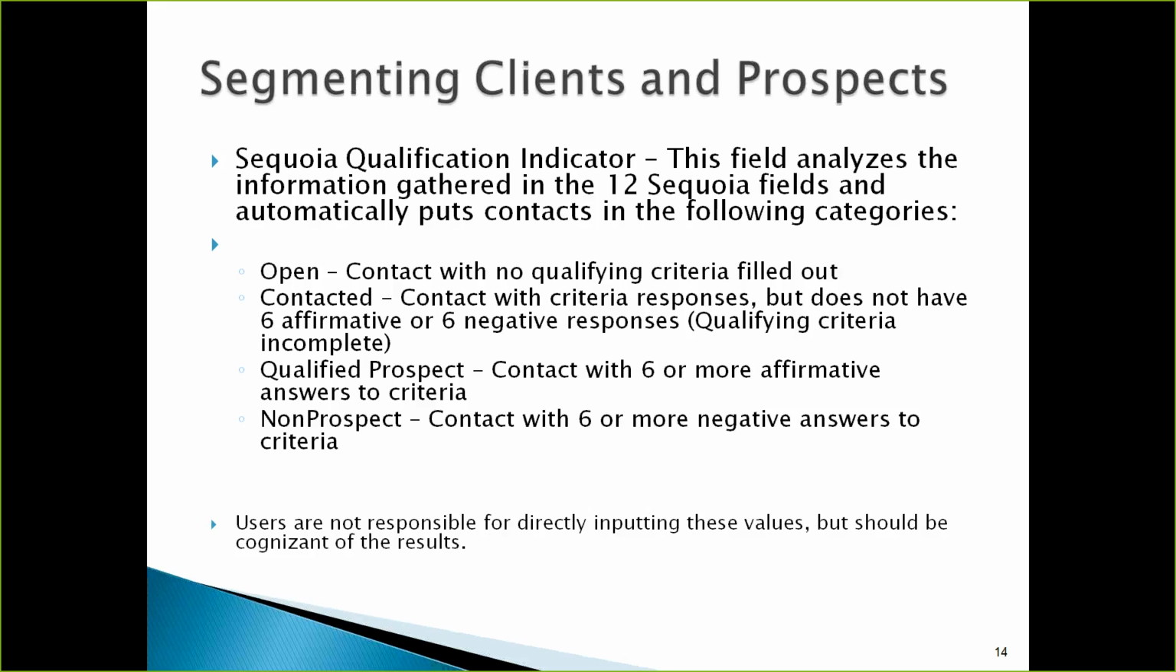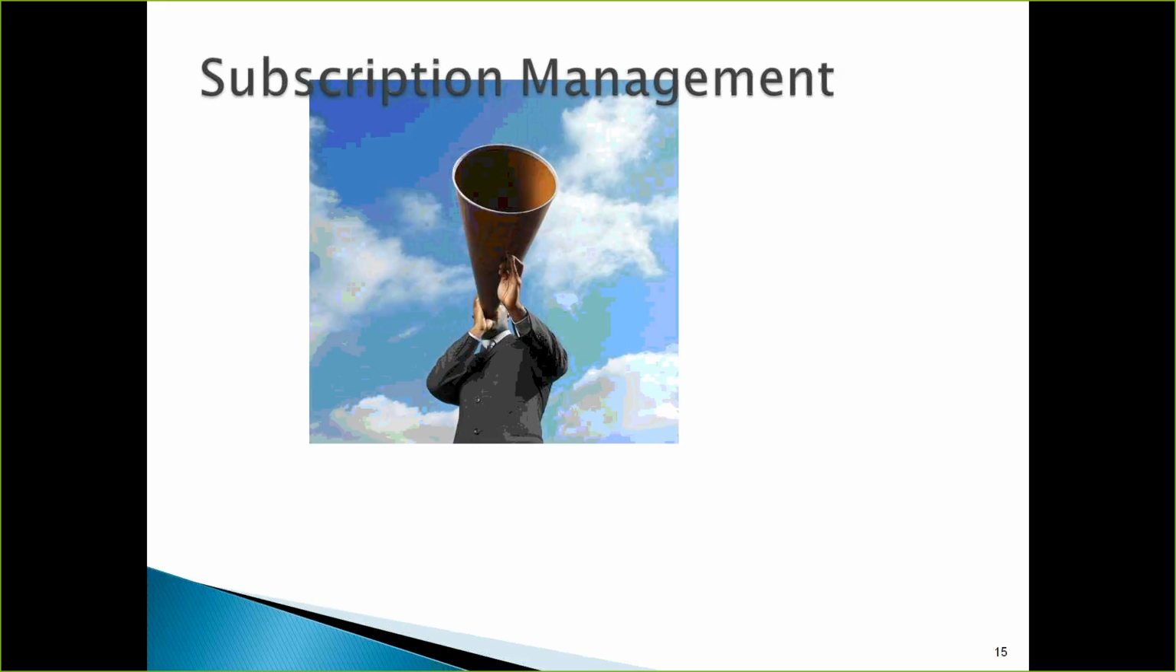Conversely, a non-prospect would be a contact with six or more negative answers in the criteria. That doesn't mean a non-prospect may not necessarily be or become a producer. It's just based on what we know, the likelihood starts to diminish with every negative answer that we get. And just as a reminder, Salesforce users don't actually enter this information. This information is automatically calculated by Salesforce and is put into the Sequoia qualification indicator field.